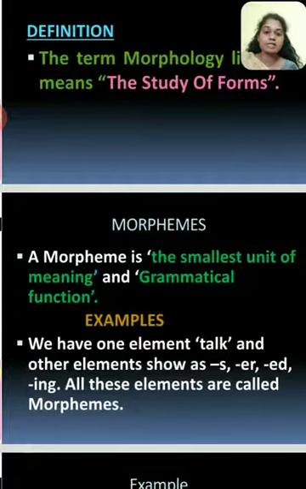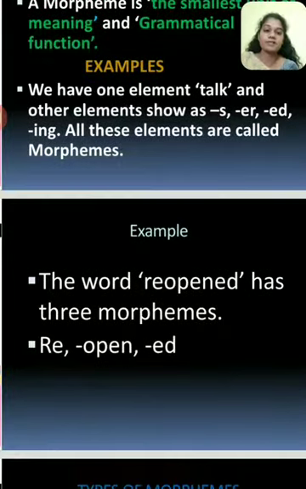Take for an example, we have one element talk here and other elements with this talk: talk plus s, talk plus er, talk plus ed, talk plus ing. All these elements are called morphemes. Another example: the word reopened has three morphemes: re plus open plus ed.